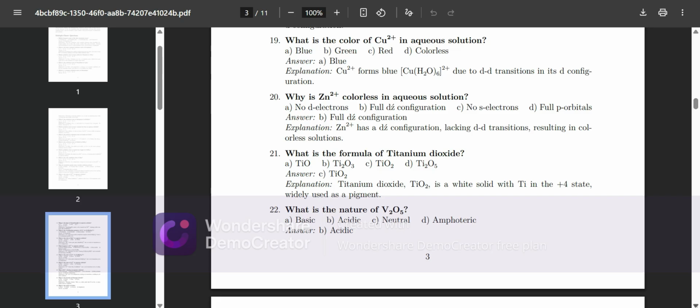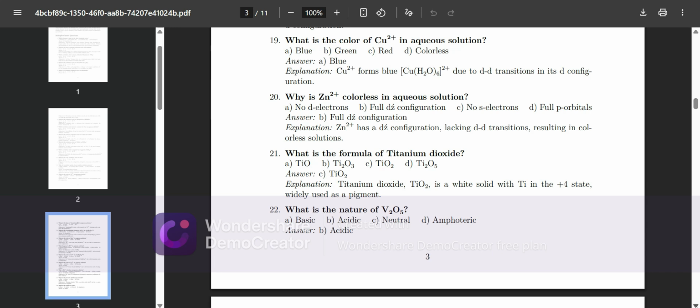Why is zinc 2+ colorless in aqueous solution? Full d10 configuration. Zinc 2+ has a d10 configuration lacking d-d transitions, resulting in colorless solutions. What is the formula of titanium dioxide? TiO2. Titanium dioxide TiO2 is a white solid with titanium in the +4 state, widely used as a pigment.